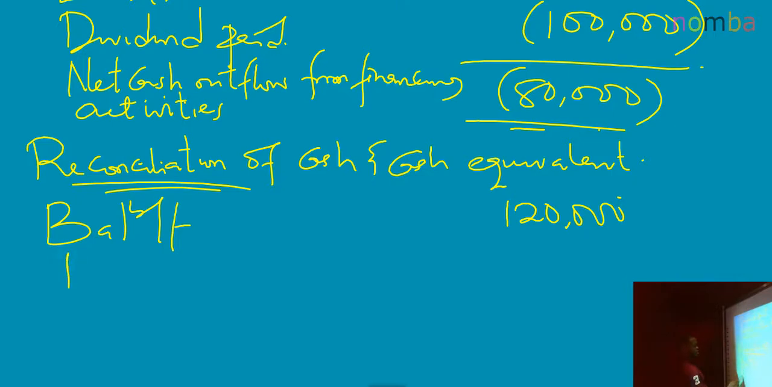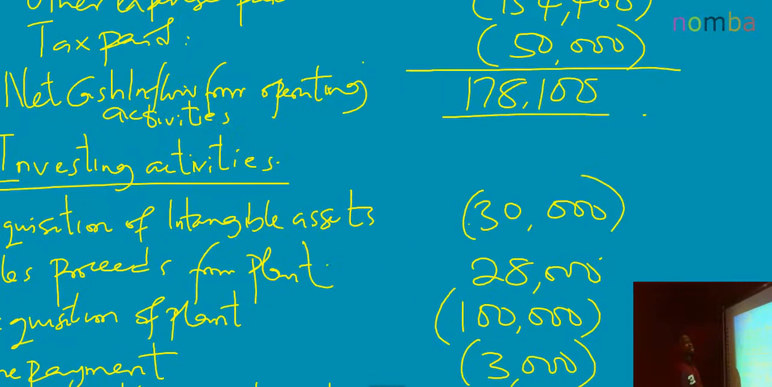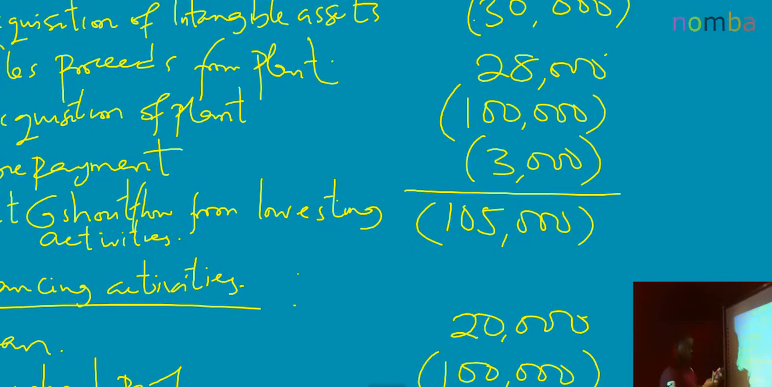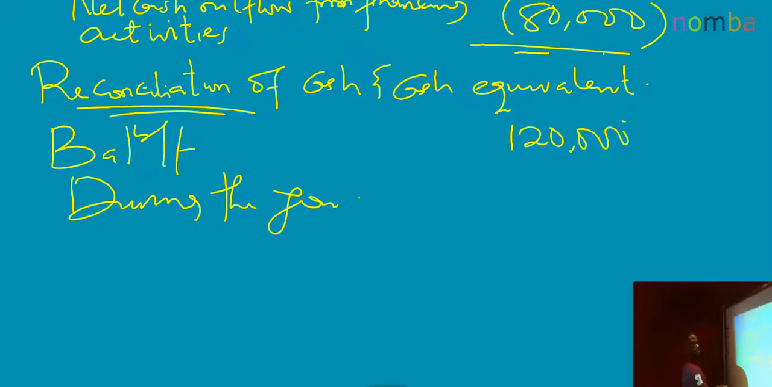Then the cash during the year should correspond to that movement of 6,900, but I need to confirm. So I have here 178,100, then minus 105,000, then minus 80,000. That gives me 6,900. That means we're on track. 6,900, and it is an outflow.